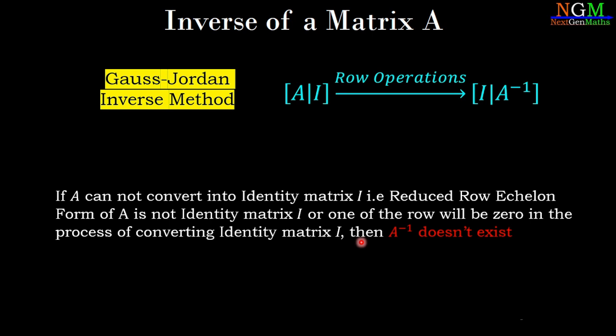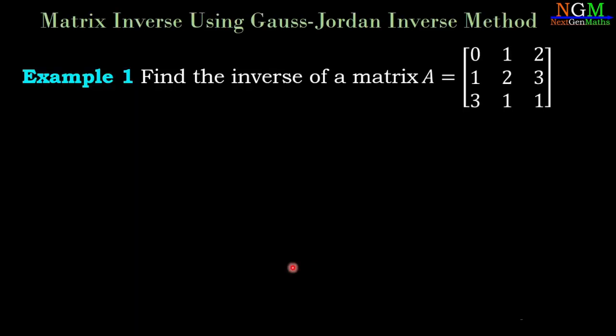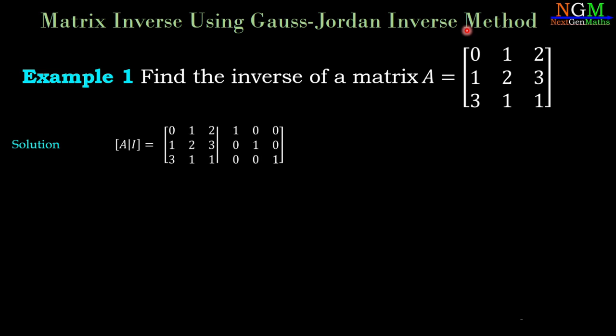We'll see this through an example. Find the inverse of the matrix A = [0, 1, 2; 1, 2, 3; 3, 1, 1] using the Gauss-Jordan inverse method. For that, we begin with the augmented matrix A colon I, where A is augmented with the identity matrix of the same order. Now we convert matrix A into the identity matrix using row operations.